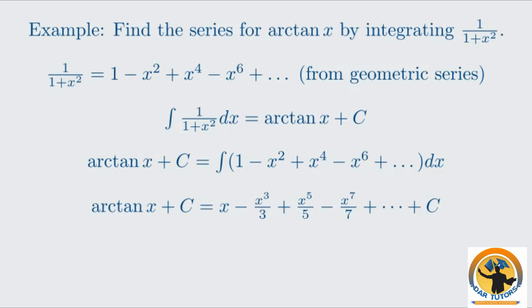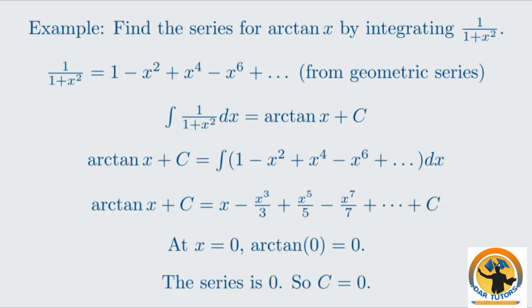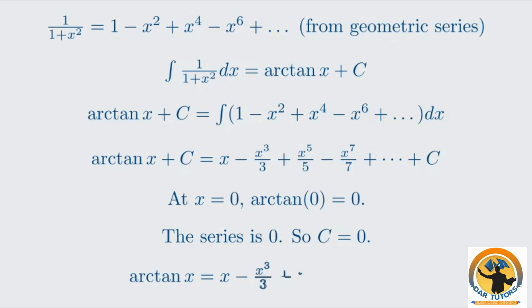The integral of 1 is x. The integral of negative x squared is negative x cubed over 3. The integral of x to the 4th is x to the 5th over 5, and so on. We also get a constant of integration, c. To find c, we can set x equals 0. We know arctan of 0 is 0. The series also evaluates to 0 at x equals 0. Therefore, c must be 0. This gives us the Maclaurin series for arctan x. This method of differentiation and integration is a cornerstone of working with Maclaurin series.